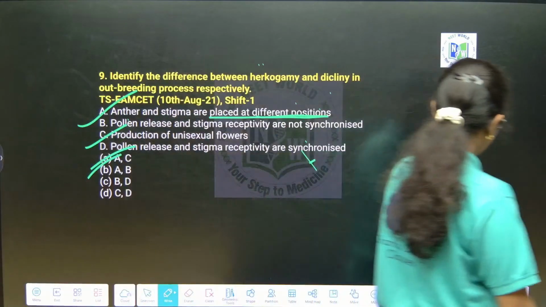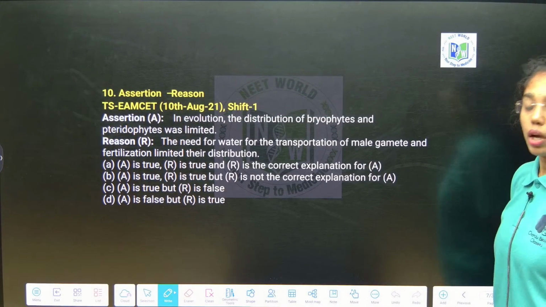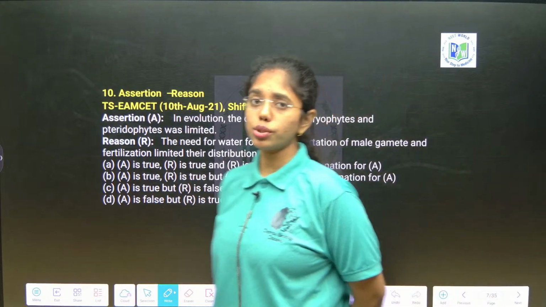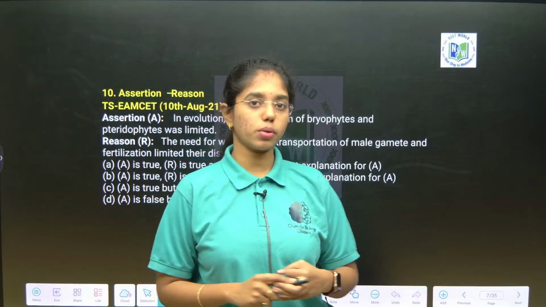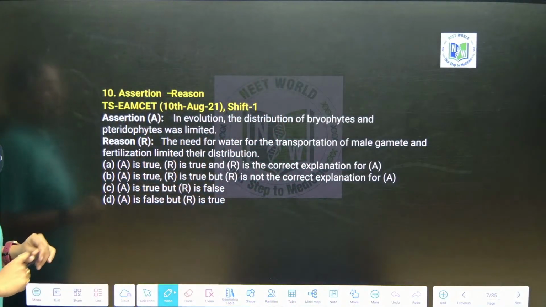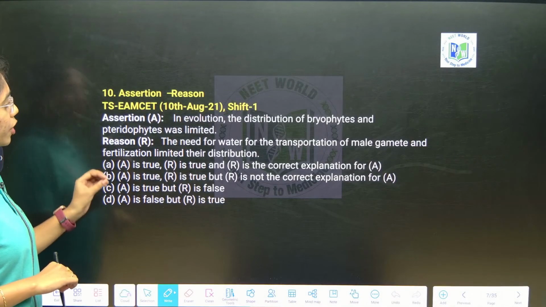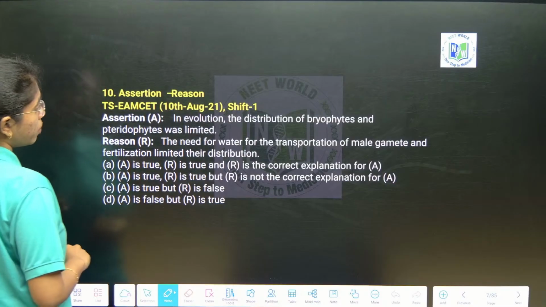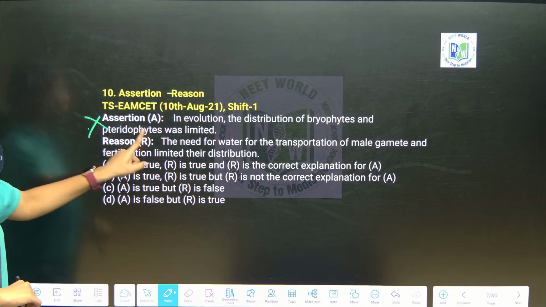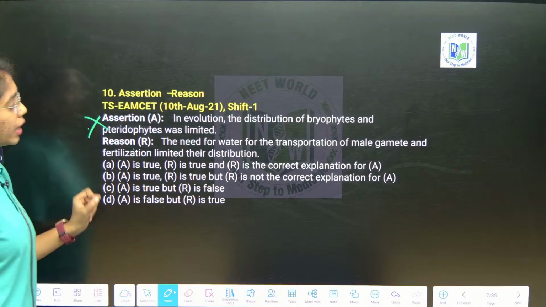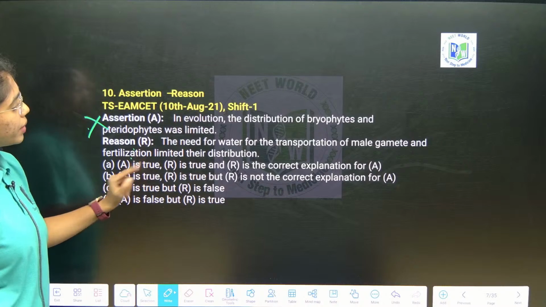Next question, about assertion and reason type. Mostly from sexual reproduction of flowering plants you will get assertion reason type questions, match the following, and mostly statement based questions. Here you see assertion: in evolution, the distribution of bryophytes and pteridophytes were limited. No, this is wrong. It is not limited. In reason, the need for water for the transportation of male gamete in fertilization limited their distribution.